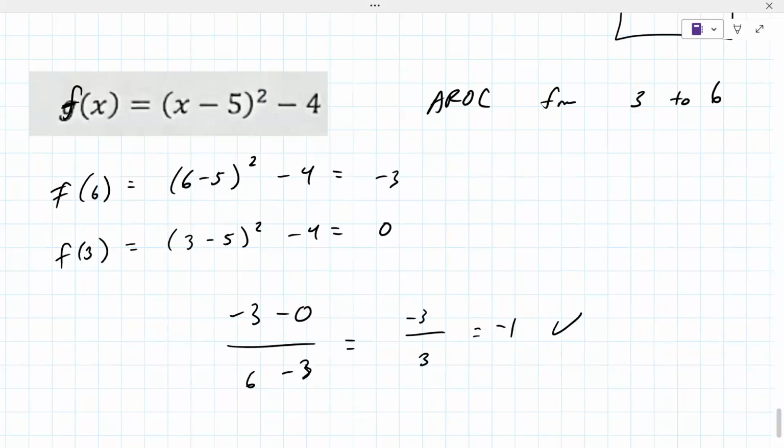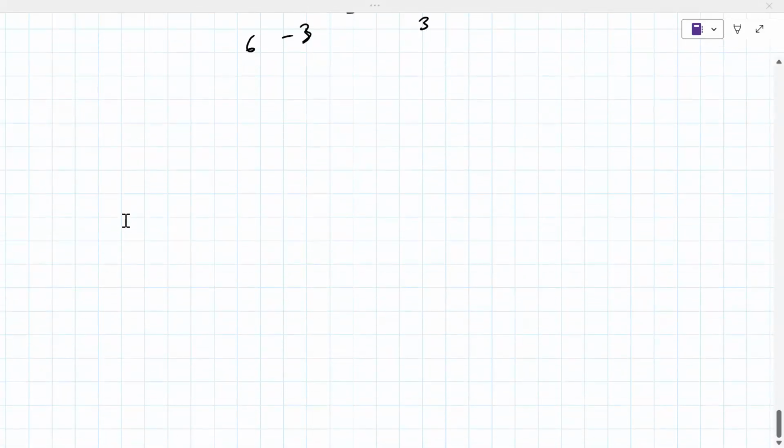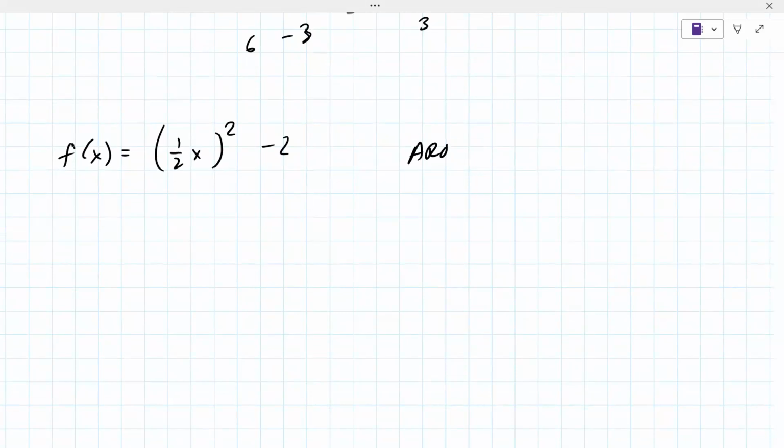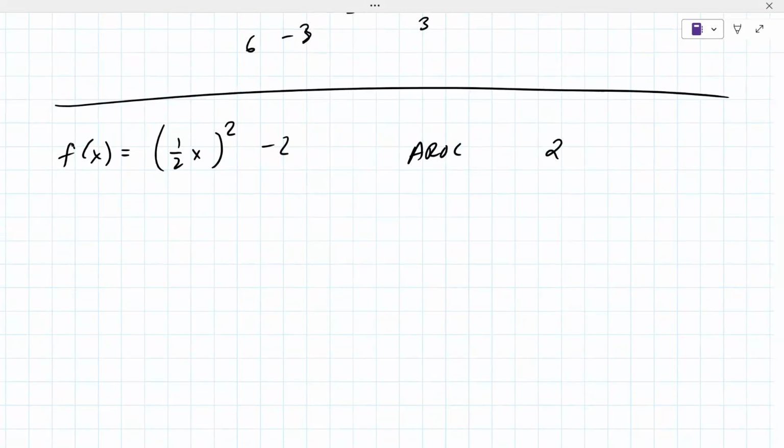All right, let's try a slightly more difficult problem from your worksheet there. So let's say f of x equals 1/2 x squared minus 2. Let's find the average rate of change from 2 to 4. 2 to 4. Okay.